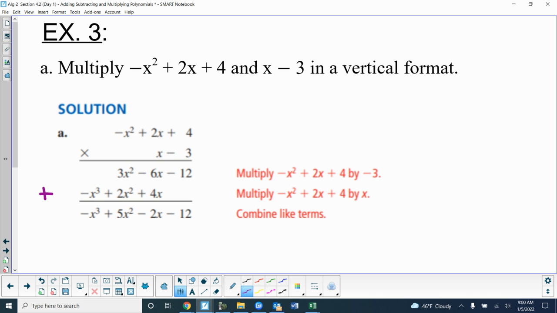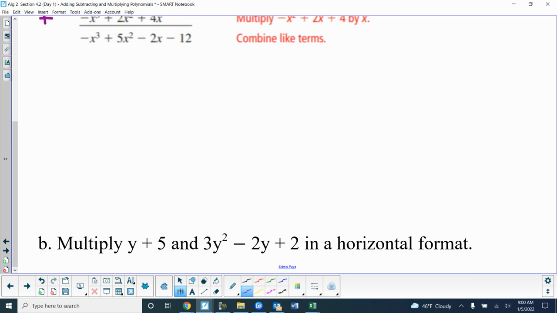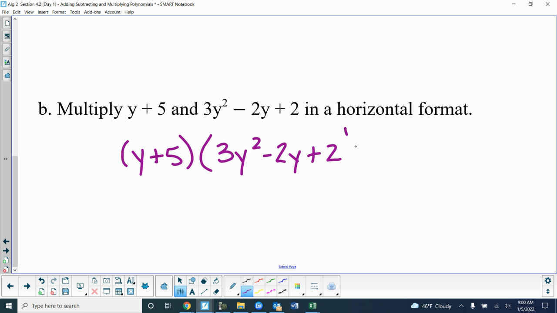Once you do that, you're adding. All right, so you got the -x cubed, the 3x squared, and the positive 2x squared is the 5x squared. The -6x and the positive 4x is the -2x. And then there's just a -12. Okay, most of you guys are used to doing it horizontally, so you don't have to do the vertical if you don't want to. Usually you guys are used to seeing it this way. And this is probably how I would do it.